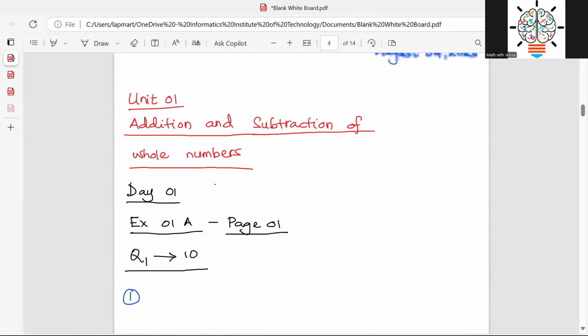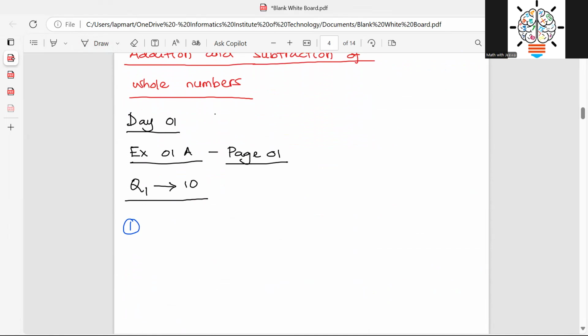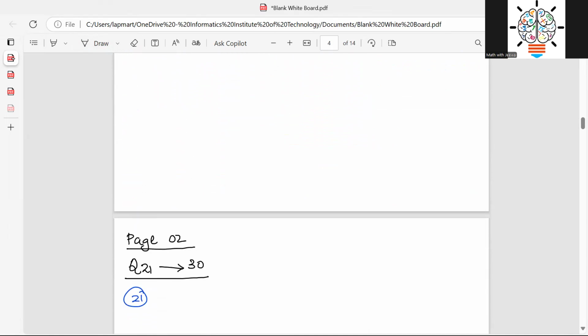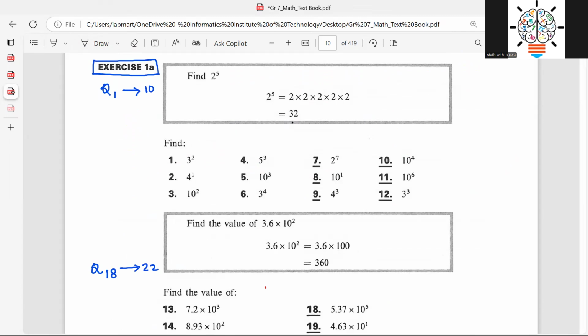This is the way that you put the date, August 4th, Unit 1, working with numbers, day 1, exercise 1A. Then you put the page number and write that question numbers 1 to 10, you do them. Then you move to the same page or page 2. Then here I ask you to do question numbers 18 to 22, right? So you go through the video well, complete the notes, go to the exercise book, and do the sums.